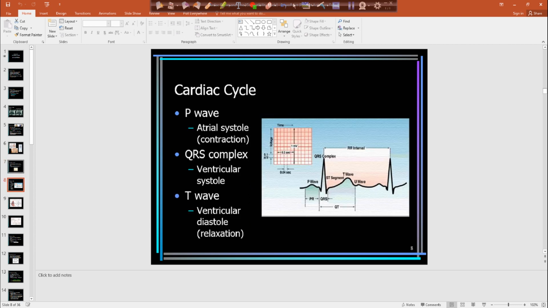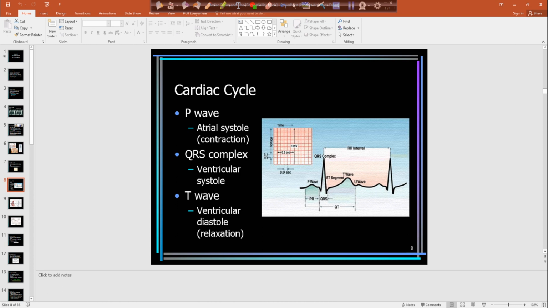All right, so what is each wave? The first wave we encounter is our P wave. This is our atrial systole. So we have systole and diastole. Systole is contraction, diastole is relaxation. So you're going to see the biggest spikes during the contraction. Our atrial systole is a contraction, but remember those chambers are a lot smaller than our ventricles. So we do get a little bit of a peak, but it's not nearly as large as our QRS complex, which is our ventricle contraction.